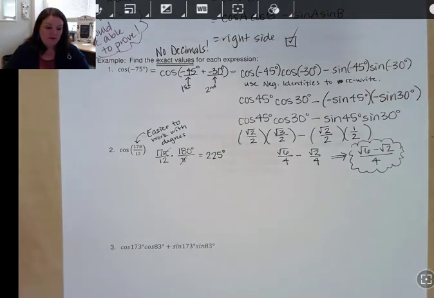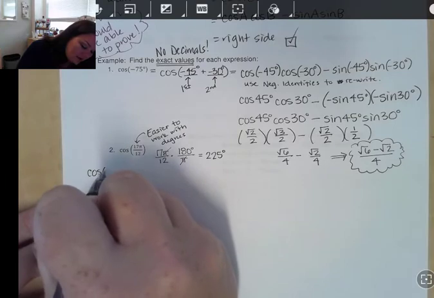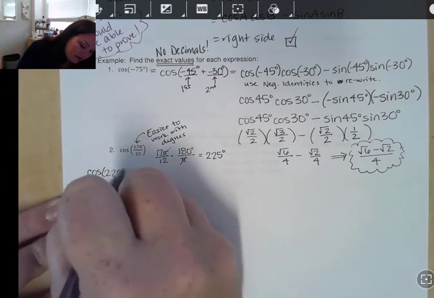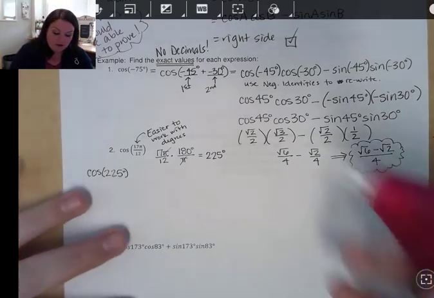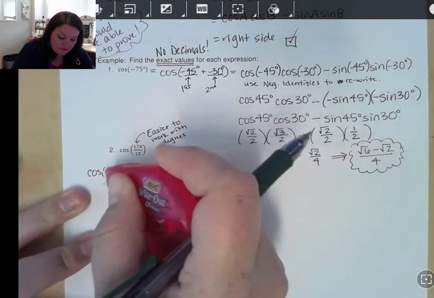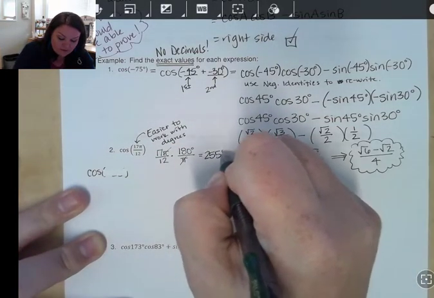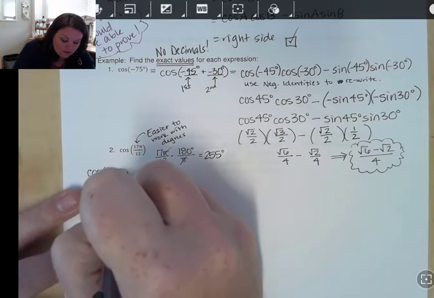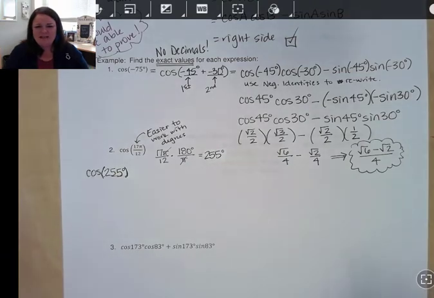225 degrees. Okay, so basically what we're trying to find is cosine of 225 degrees, right? Oh, 255. Gosh, 255 degrees. I was going to say 225 is a nice, pretty one. All right. So cosine of 255 degrees.